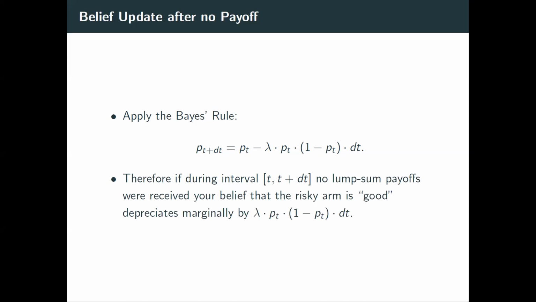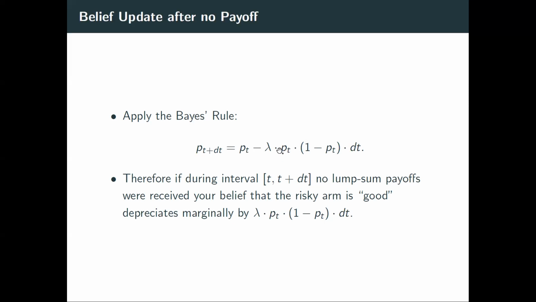And here it is quite intuitive, because if lambda is high, that is, the frequency of arrivals for the risky arm is high, you have frequent arrivals. Then if you do not observe an arrival, you become more pessimistic, right? And the higher lambda is here, the higher is the depreciation of the belief.